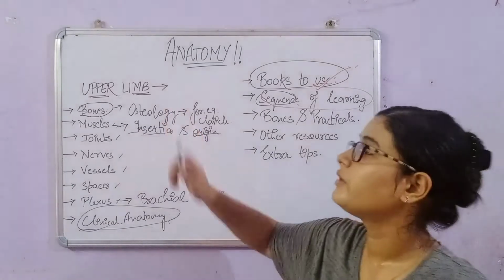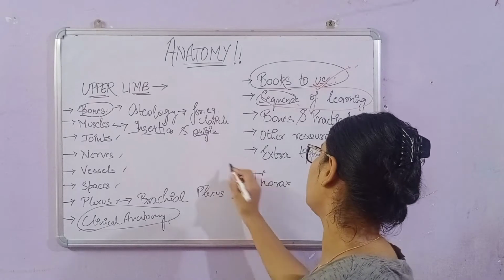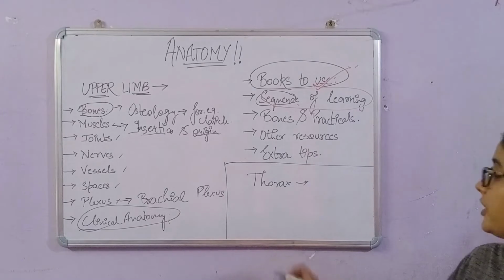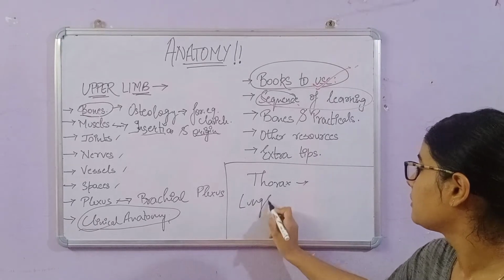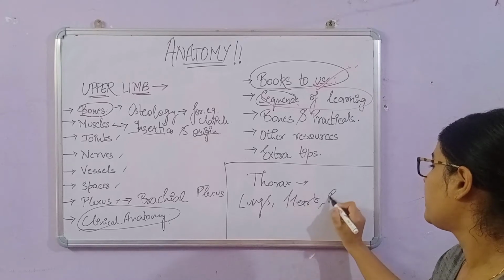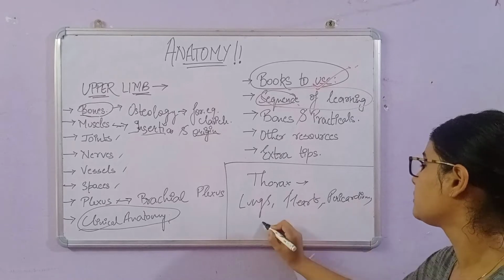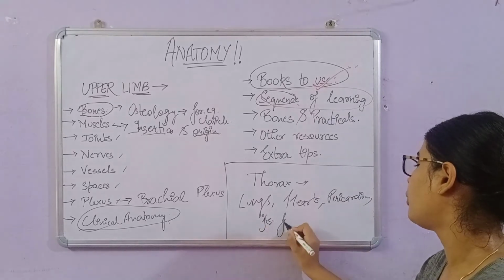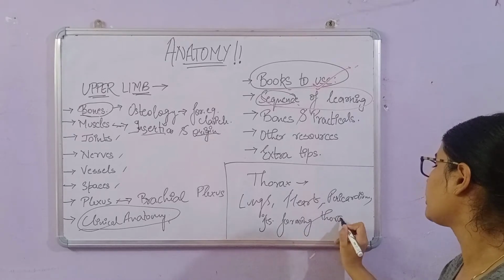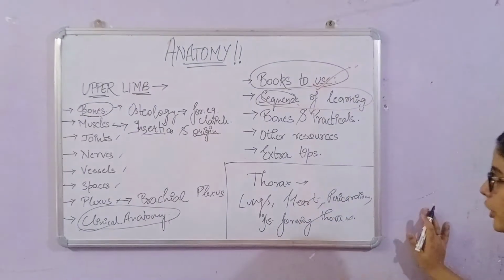Similarly, in the volume 1 book, you also have thorax. That is another part of the book. In this you read about lungs, heart, pericardium, joints forming the thorax, etc. Okay, so these are the things that we study in thorax.